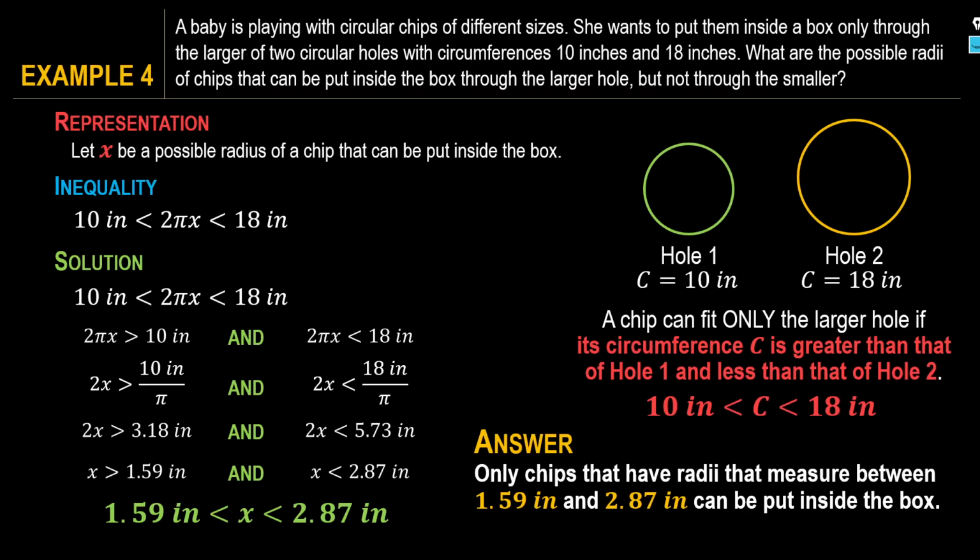Same goes for hole 2. If the chip has a radius of 2.87 inches, masa-stuck lang siya kay hole 2. Cannot pass through. So it has to be bigger than 1.59 inches but less than 2.87 inches, the radius of a chip so that it can fit hole 2 but not hole 1. Tulad ng specification ng problem natin. Di ba? Ganda, no? Nice.